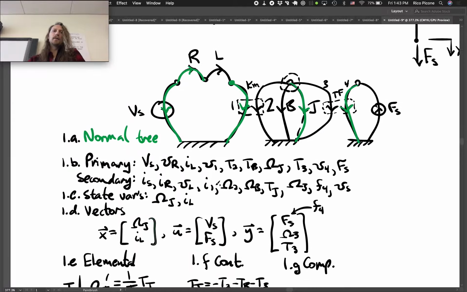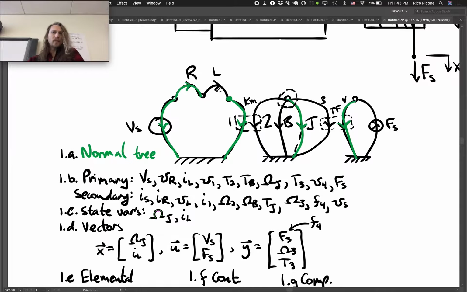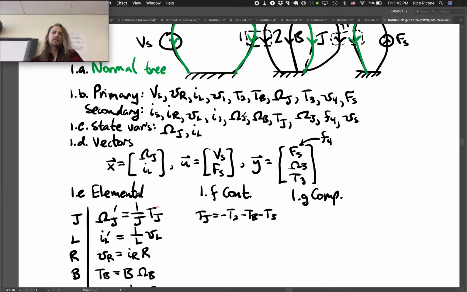For L, we're going to have a compatibility equation required. So VL is going to equal, if we put it into this loop here in the normal tree, so this loop says that VL equals negative VR plus VS minus V1. So it's a compatibility equation, and it says VL equals negative VR plus Vs minus V1.